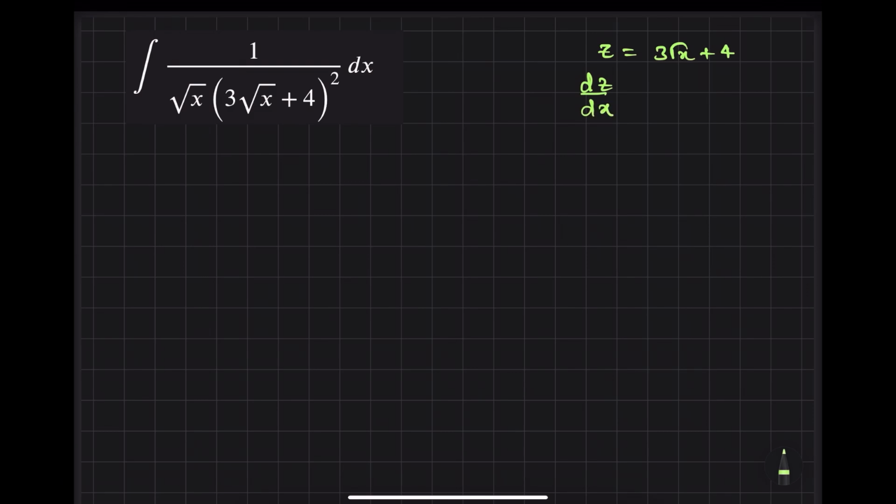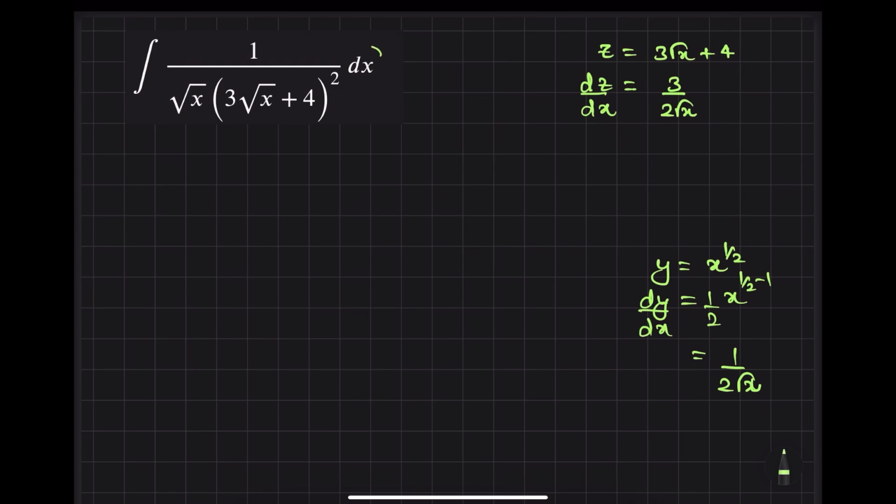So dz by dx equals, we have to differentiate root x. You know that root x can be written as x to the power 1 by 2, and then we will be writing 1 by 2 x to the power 1 by 2 minus 1. So it is minus 1 by 2. So I can write this thing as 1 by 2 root x, correct? So we have 3 by 2 root x and the differentiation of 4 becomes 0. I hope till this part you guys are okay.